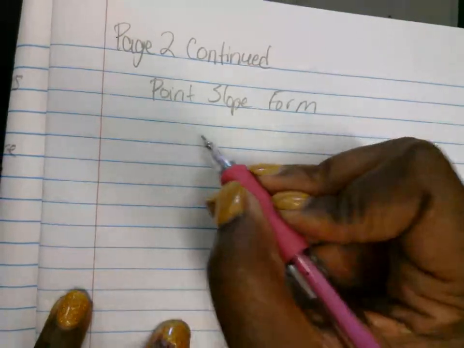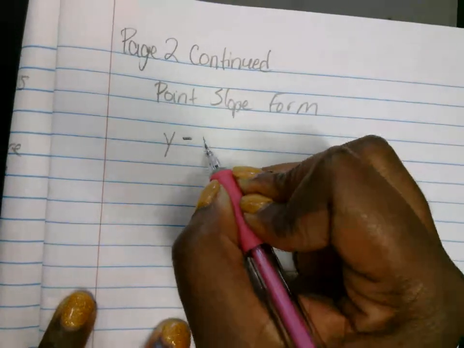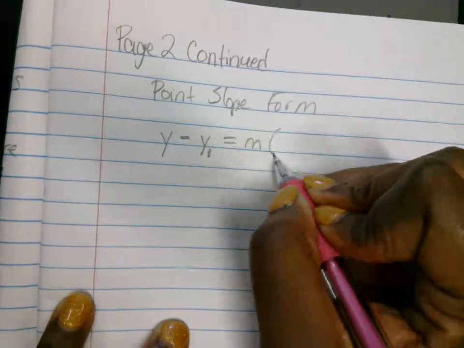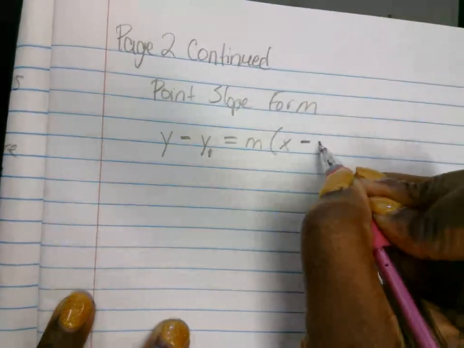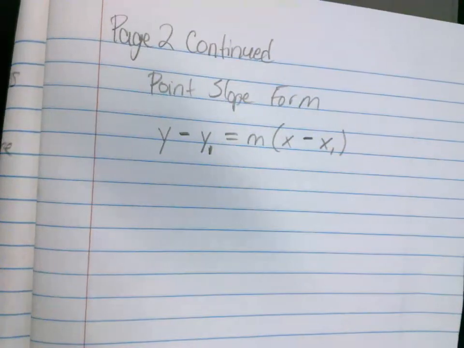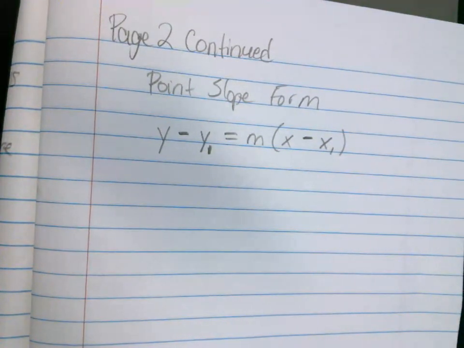It looks like this. Point-slope form is y minus y1 equals m, parentheses, x minus x1. I'm going to explain what each of those parts are. I'm going to pause for the class, give you a chance to write, and then I'll tell you what each of these things are.